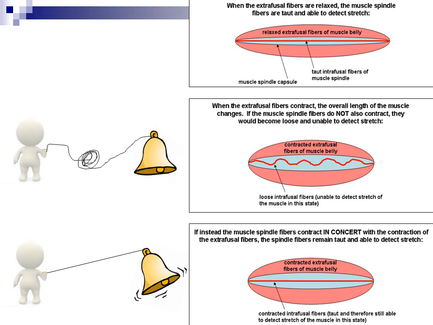If the string is not kept taut, then when you pull on the string, it will only move the string, and it will not result in the ringing of the bell. The signal will not be relayed to the other person. In the same way, the gamma motor neurons are necessary to keep the intrafusal fibers inside of the muscle spindle taut, so that they can respond to changes in length of the muscle and relay this information to the central nervous system.